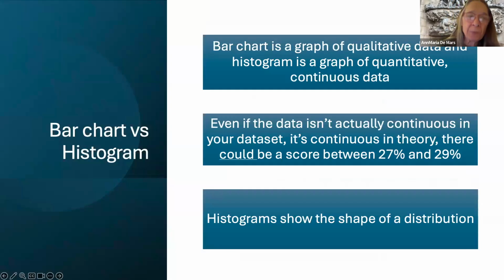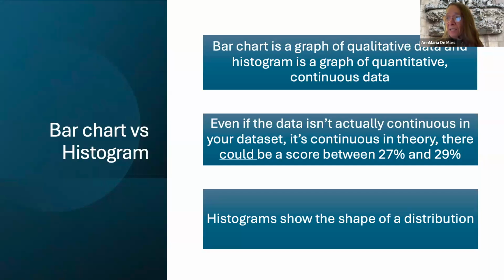A lot of people get confused between a bar chart and a histogram. They do look very similar, but a bar chart is a graph of qualitative data, and a histogram is a graph of quantitative data. Even if the data isn't actually continuous in your data set, if it's continuous in theory, like there could be a score between 27% and 29%, even if there isn't, then a histogram could be the appropriate technique.